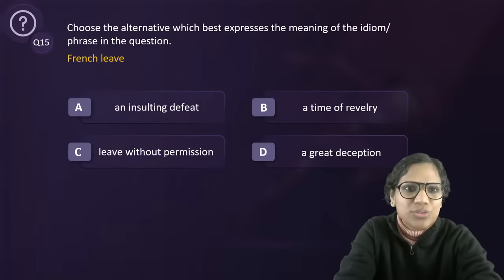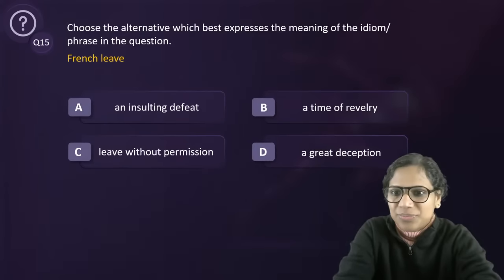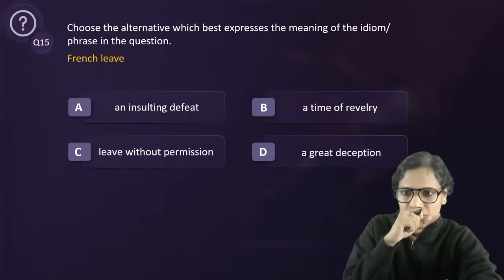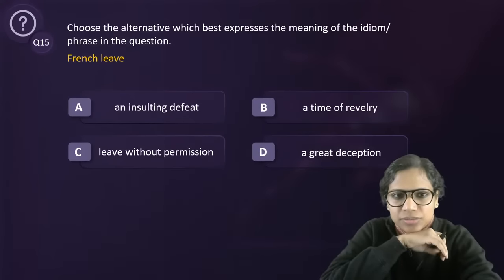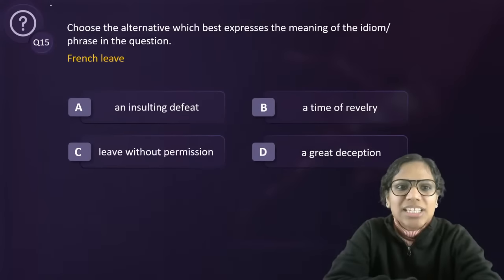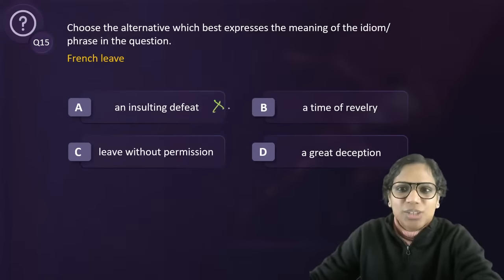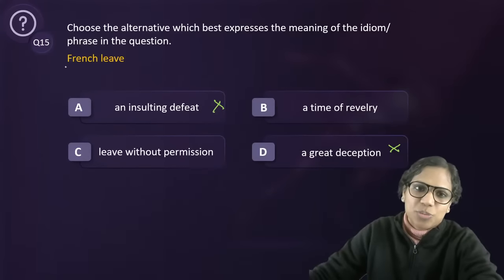Okay, so French leave. Yes, Vaibhav, it was a rare dye. You are correct, I just saw your message. C, okay. A great deception. Is it a time of merrymaking, revelry, something the French are famous for? Doesn't look like something very negative, right? So insulting, defeat, great deception, out of the picture.